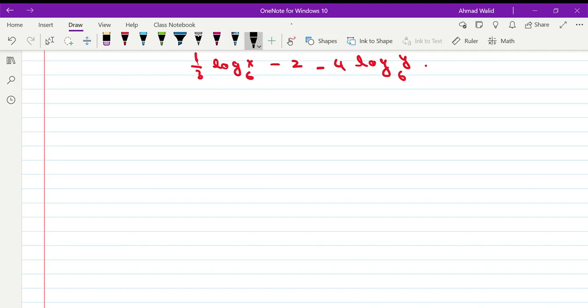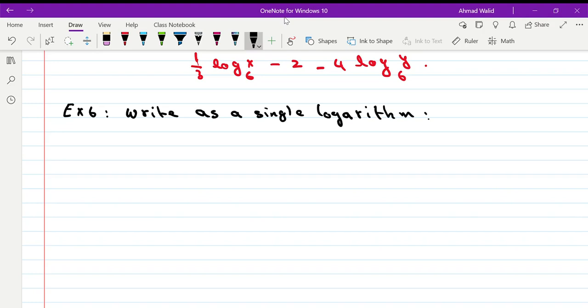Example number, I don't know, 6, 7, how many did we do? We did example number 6. Write as a single logarithm. What is the problem? Again, we will start with the simple ones. Log of 2 base 4 plus log of 32 base 4.